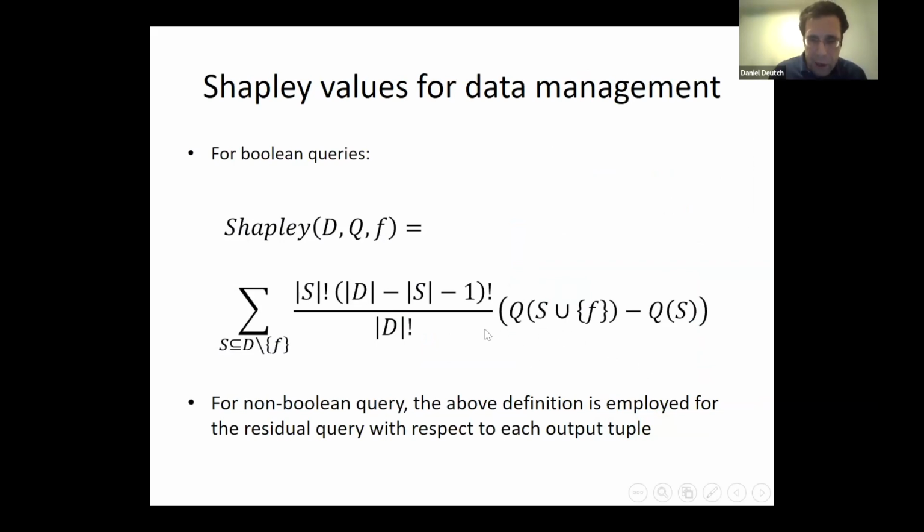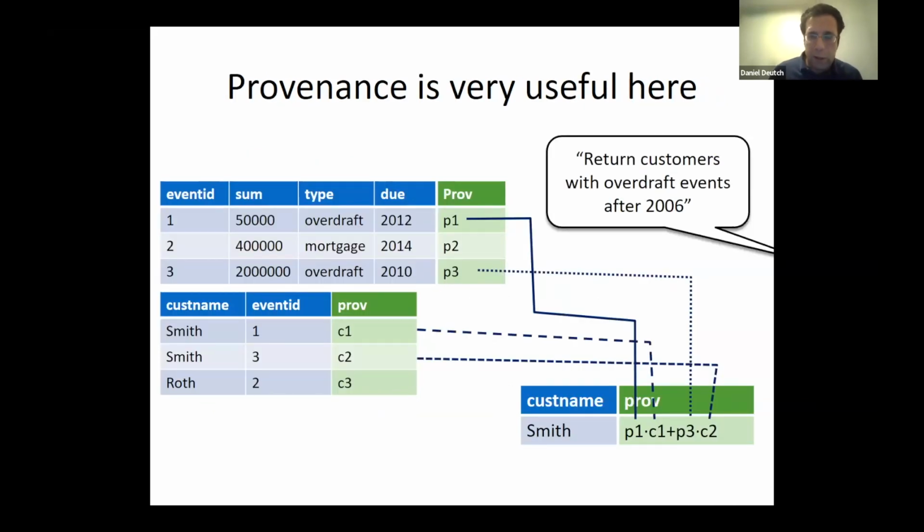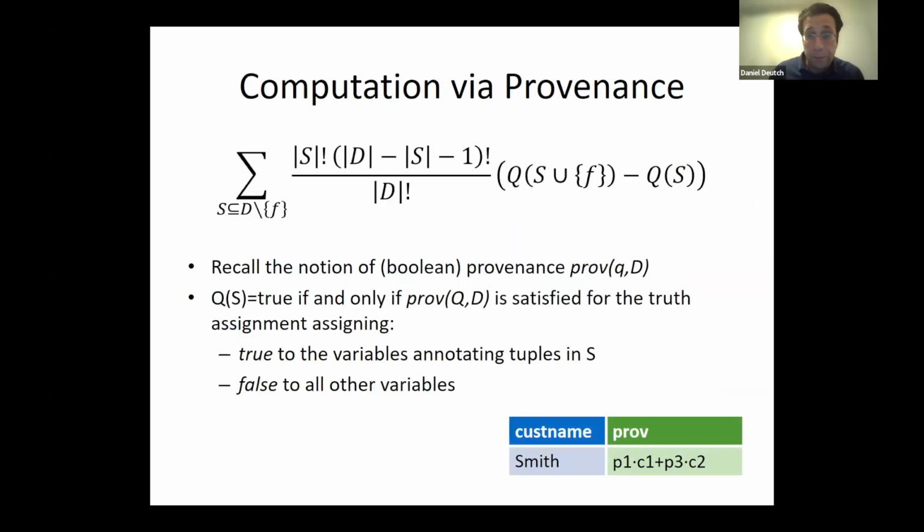Provenance is very useful here because it allows us to read the query results over subsets efficiently from the provenance without having to reevaluate the query over each subset. So we know that the query is satisfied for a particular subset if the provenance is satisfied for the truth assignment that assigns true to the variables annotating the tuples in S and false to all other variables. So then we can compute the intermediate results directly from the provenance.